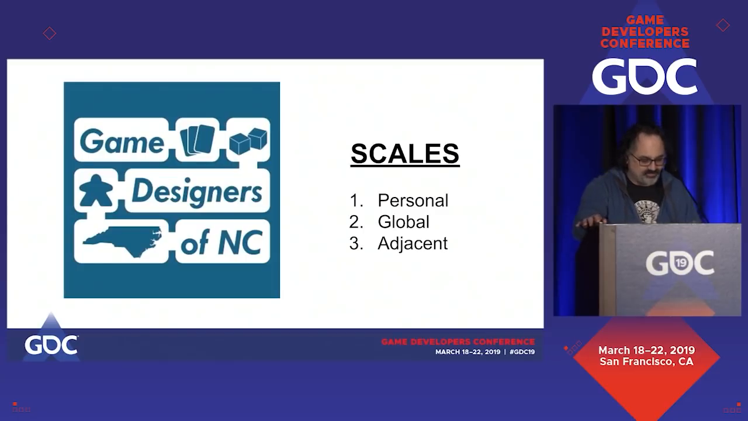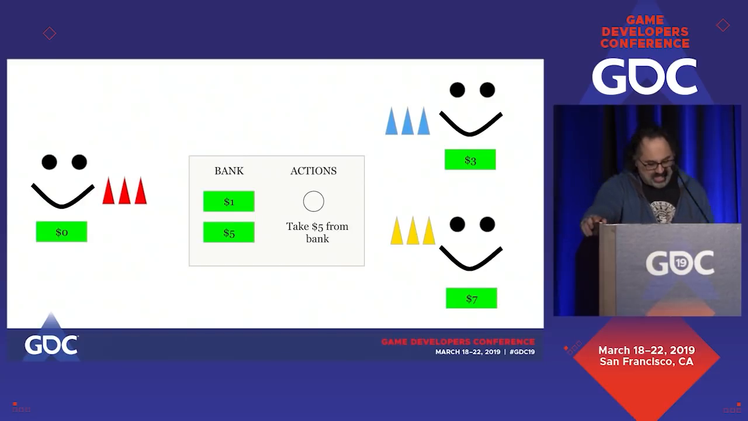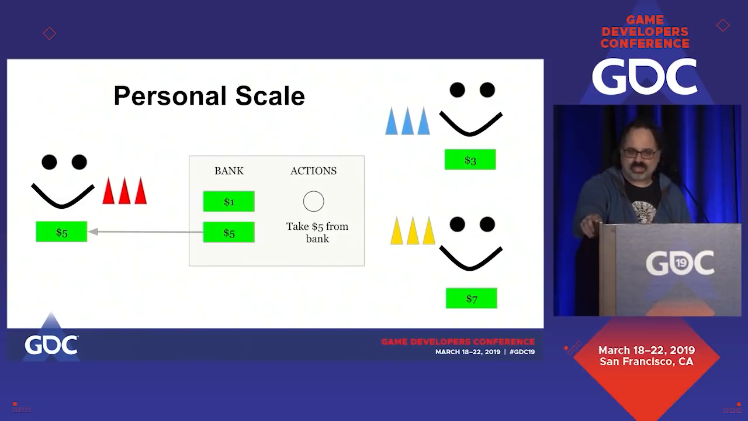So let's say you've got a fictional 3-player game, and I want to get $5. So I play red, so obviously I'm all the way on the side with the red there. So here's 3 ways that the game could let me get $5. So one way is maybe there's an action where I just take $5 from the bank. Now, assuming that the bank can never run out of money, this is totally personal scale.